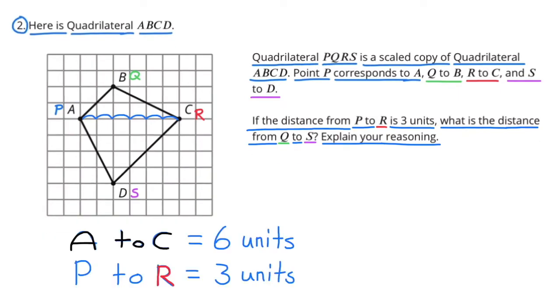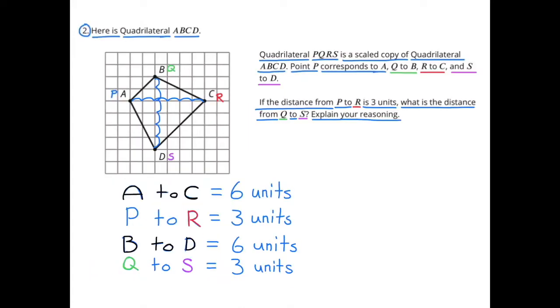Since quadrilateral ABCD is shown, and A to C is actually 6 units, and A to C corresponds with P to R on the scaled copy, and they tell us that P to R is worth 3 units, and on quadrilateral ABCD, the distance between B to D is also 6 units, so the scaled copy from Q to S would be 3 units.